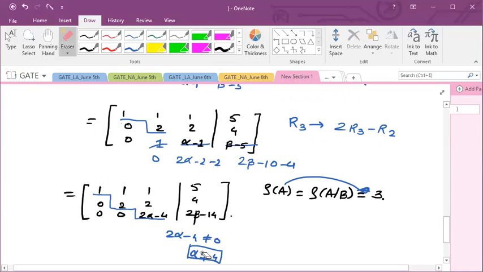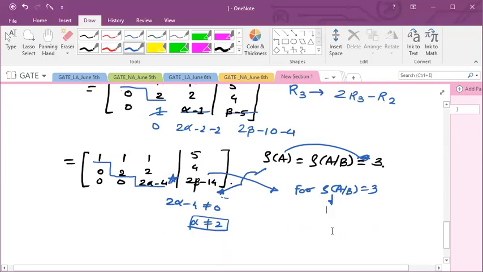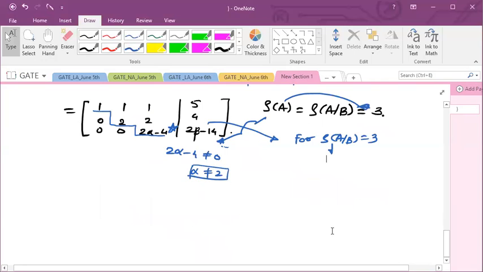Sorry, 2 alpha not equal to 4 means alpha is not equal to 2. So if alpha is not equal to 2, then here we have some nonzero number, suppose a star. What will be the condition for 2 beta minus 14? That condition was for rank of A equal to 3. For rank of A augmented B to be 3, 2 beta minus 14 need not be nonzero, so beta can have any value.